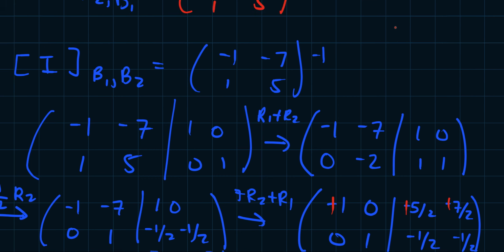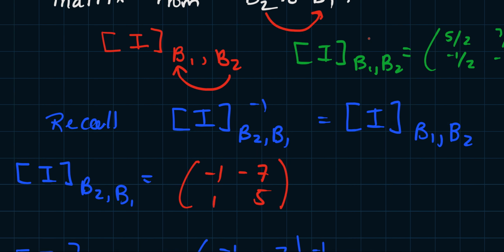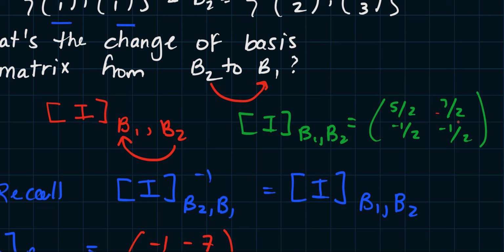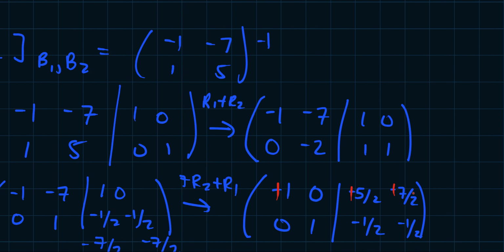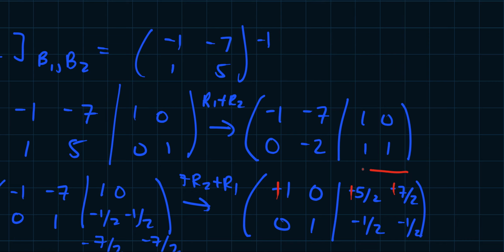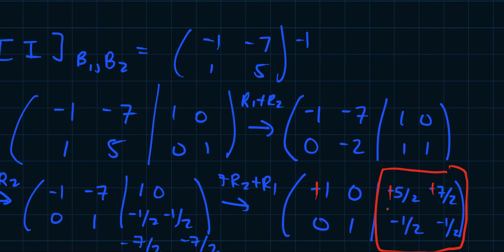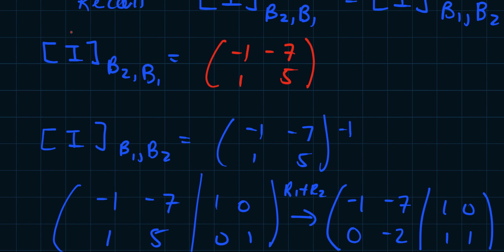Let's compare that to what we had before. We said it was 5/2, 7/2, -1/2, -1/2. Exactly the same thing, just what we wanted. So that's two ways to do it. You have to figure out one side. So you have to do either this matrix or this matrix. But whichever one you find out, you could figure out the other one just by taking the inverse. Or you could use the process we used a little while ago.